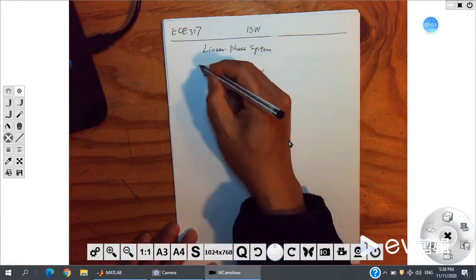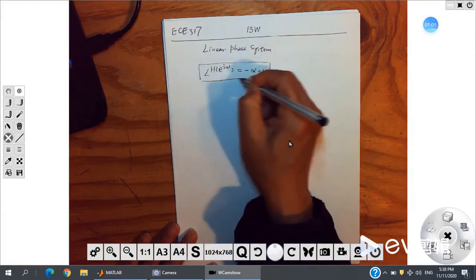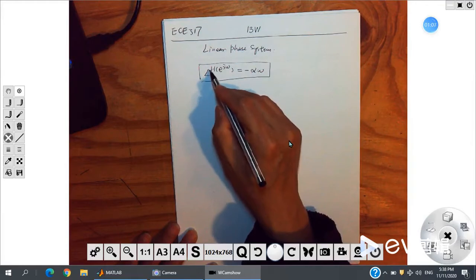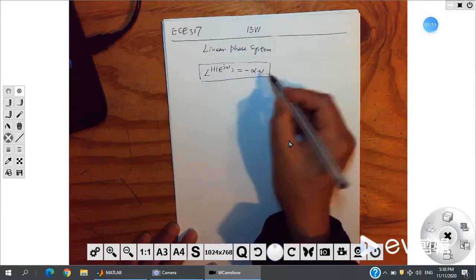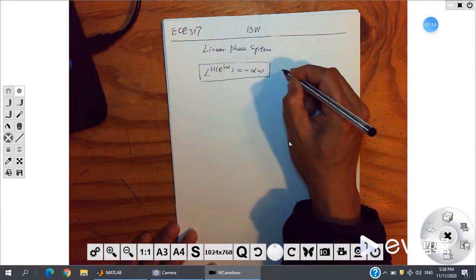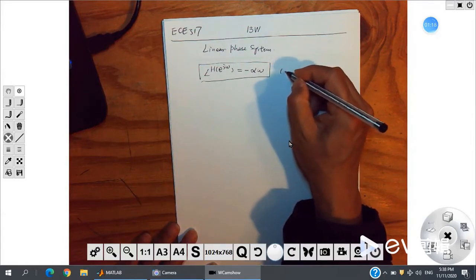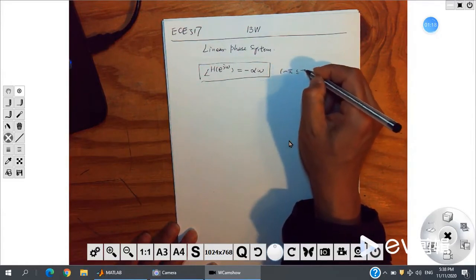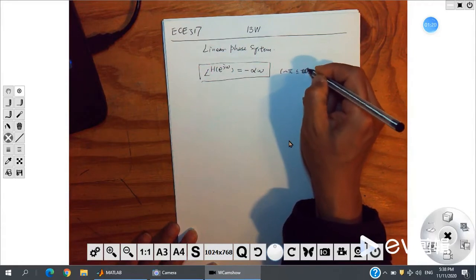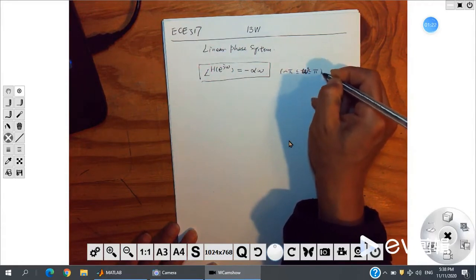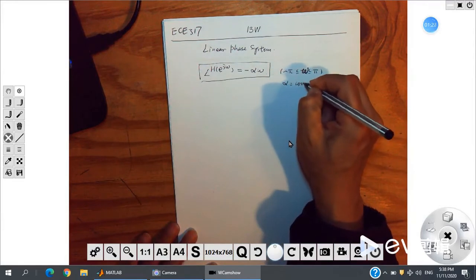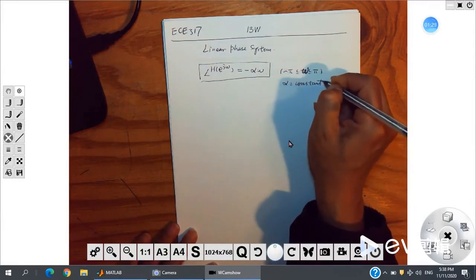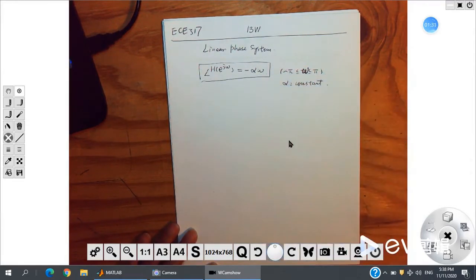So a linear phase system means a system with the angle of the frequency response equal to this kind of thing, where omega is a value from negative pi to pi, and alpha is a constant. This alpha actually will appear as a delay of the signal.